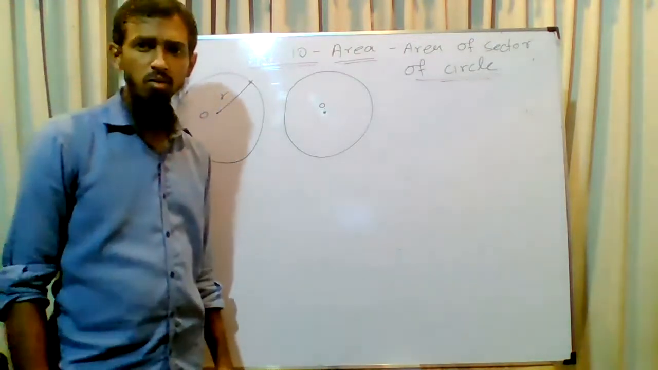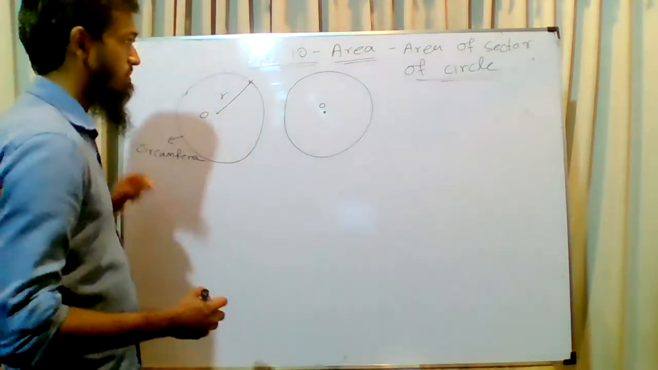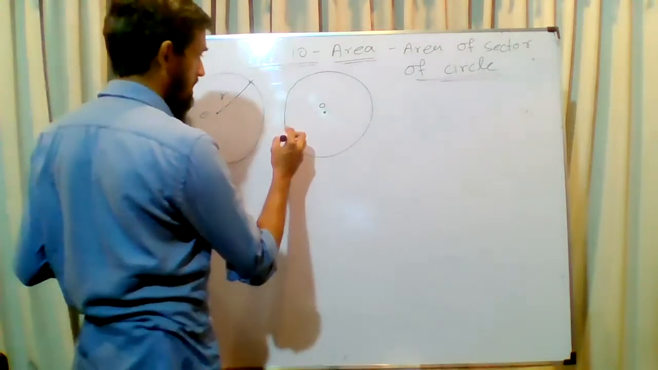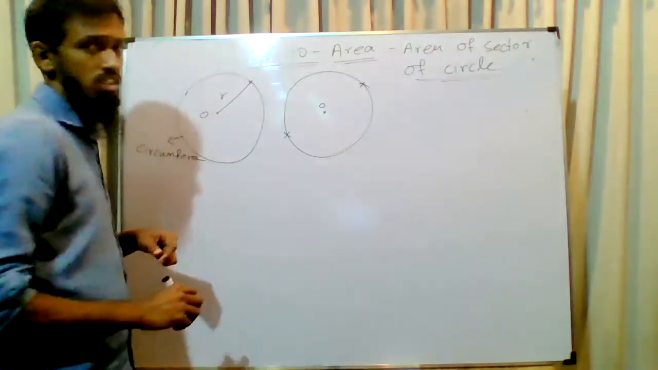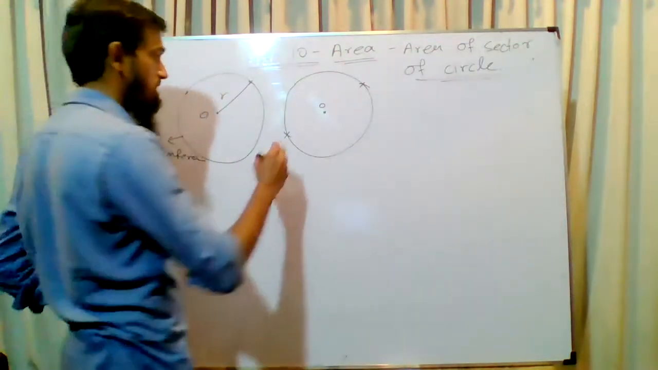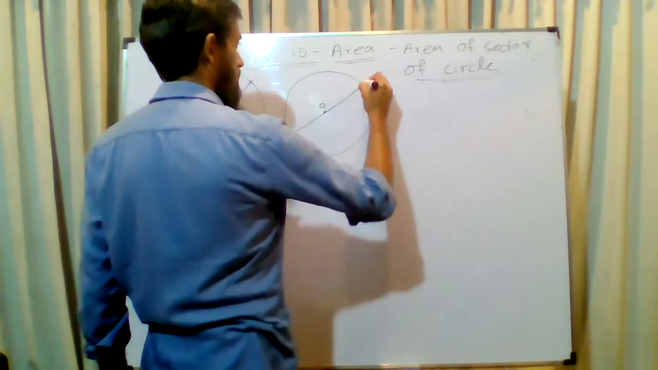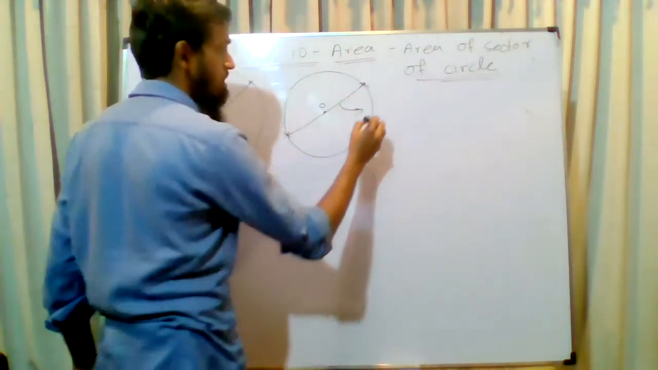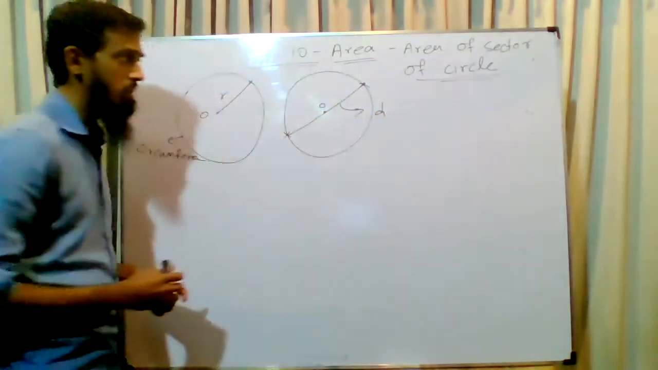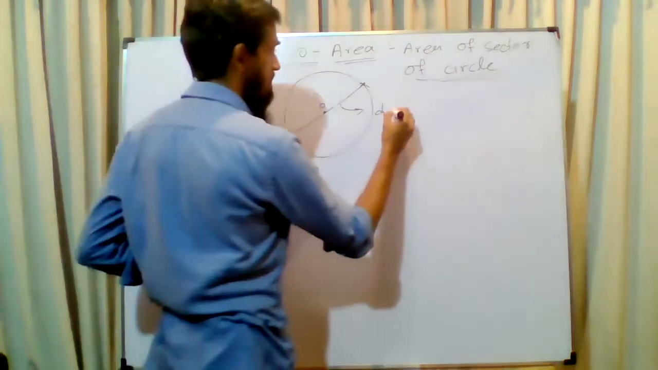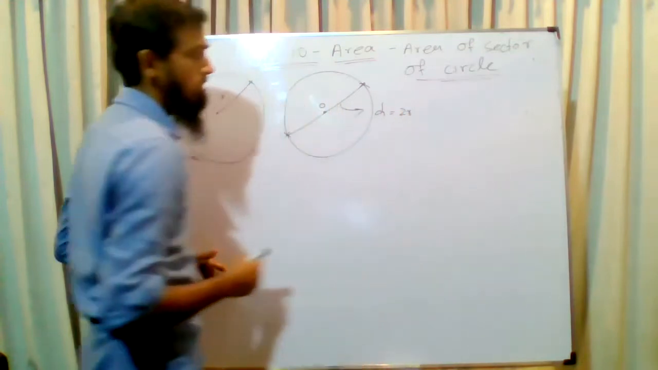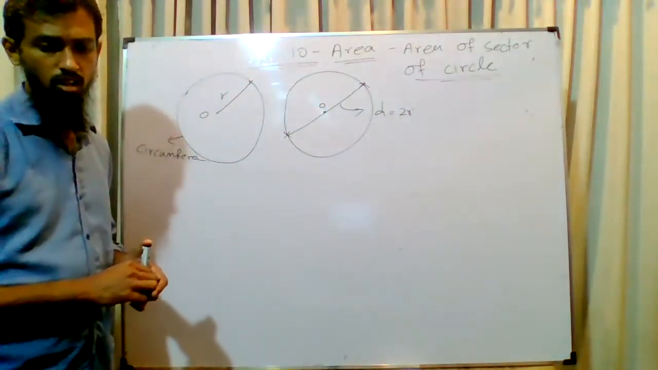The line passes through the center, or the line joining two points on the circumference through the center, you know the name called as diameter. Diameter equals 2 times the radius.